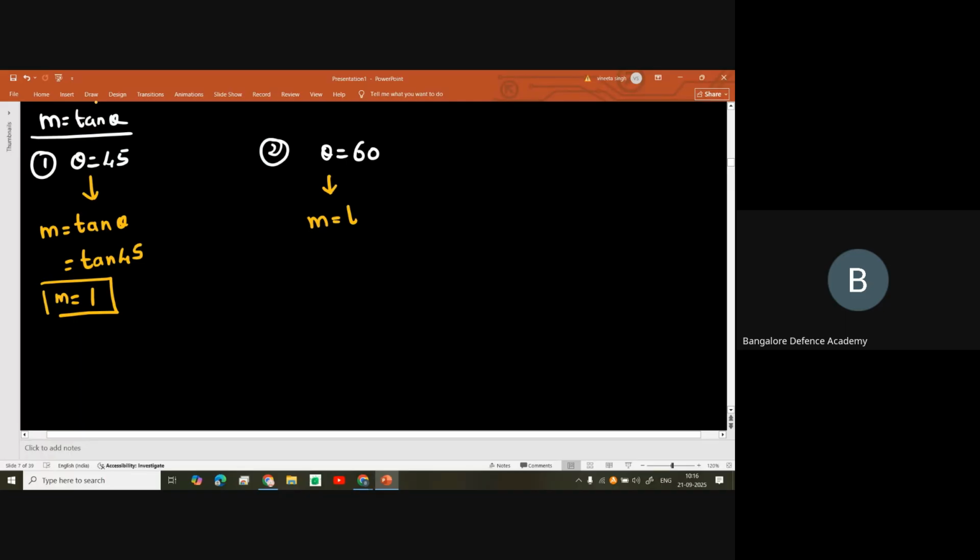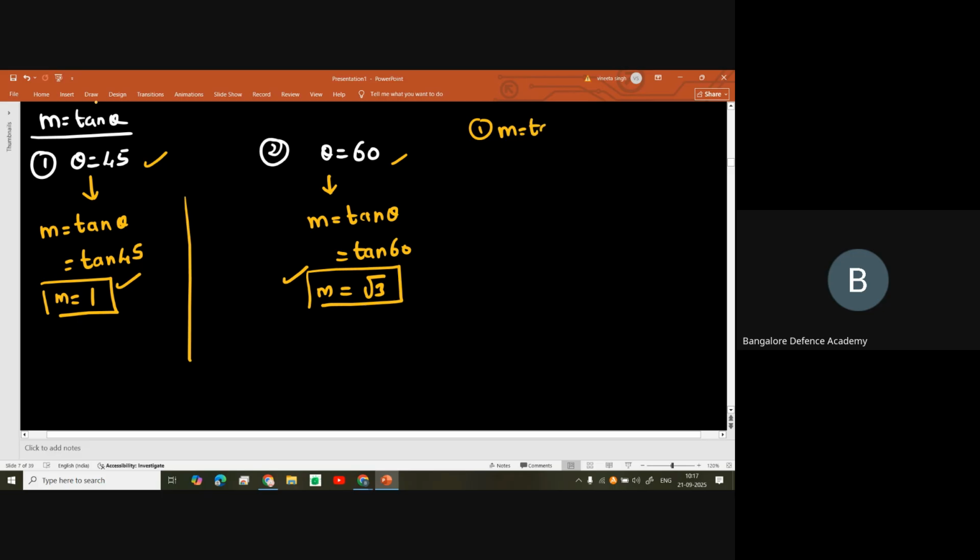Next, again the same formula, m is equal to tan theta. So theta will be how much? 60 here. We know tan 60 is root 3 from the tabular column that we have already done in 10th standard. So m is equal to root 3. Okay, so this is how you will solve in our chapter of straight line the first important formula, m is equal to tan theta. This is done. Any doubts till now here? Yes. Shall I move ahead now?